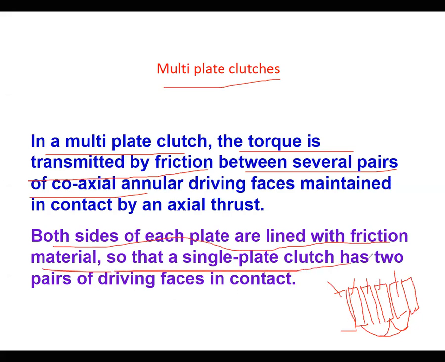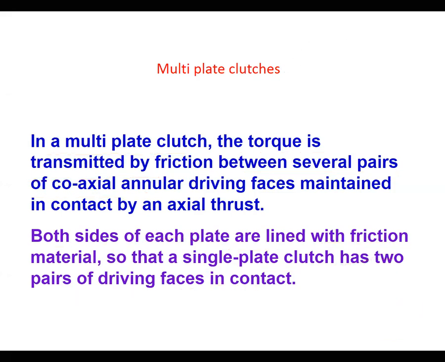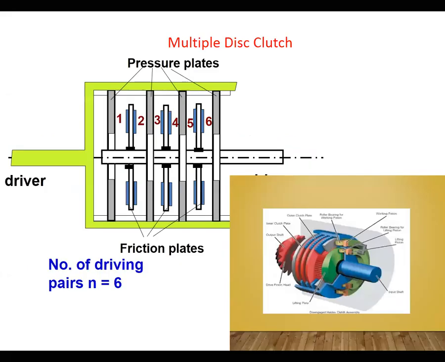So the single plate clutch has two pairs of driving faces in contact. A single plate clutch becomes a multi-plate clutch whenever we keep on increasing the number of clutch plates with frictional rubber surfaces. That is the meaning of this. A multi-plate clutch is nothing but having more than that. I'll take you through the diagram also.